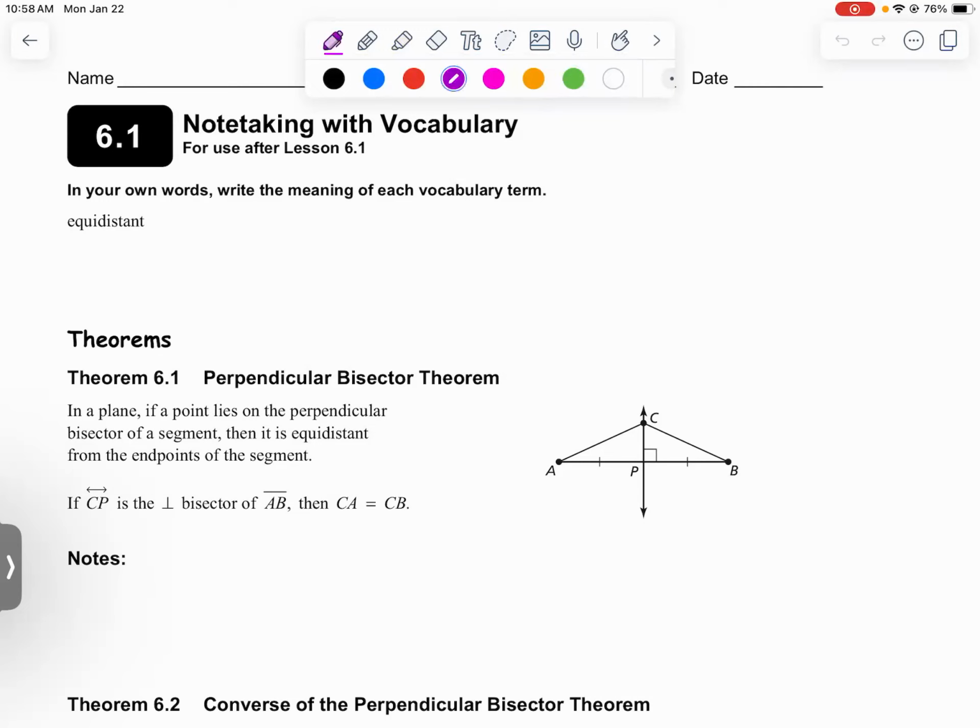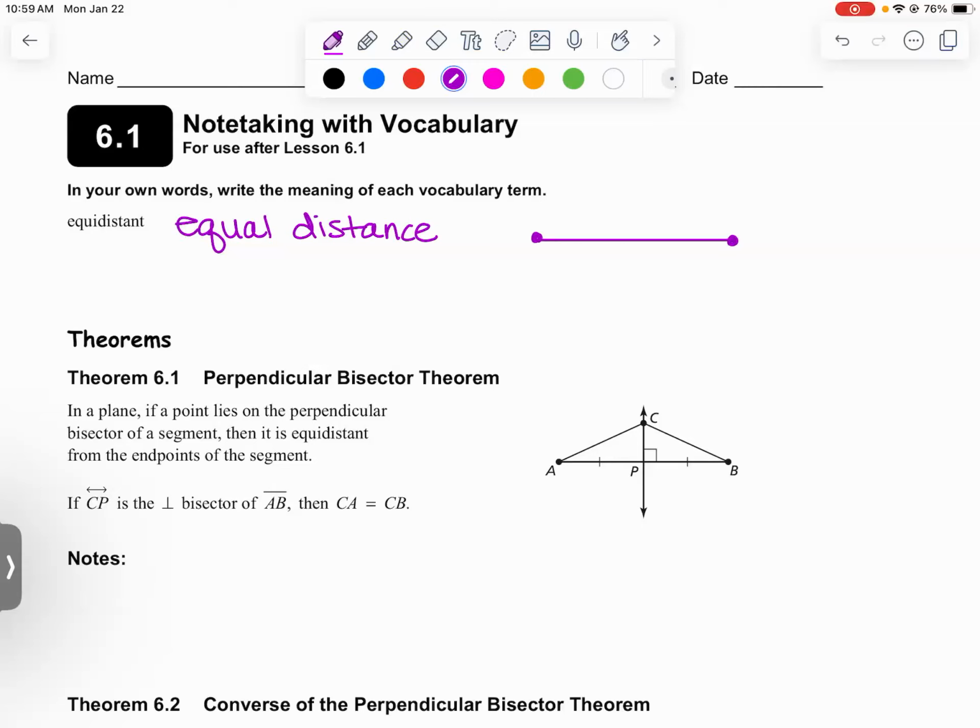All right, who can tell me what equidistant means? Equal distance. We are the same distance from something. So I'm going to draw a picture.